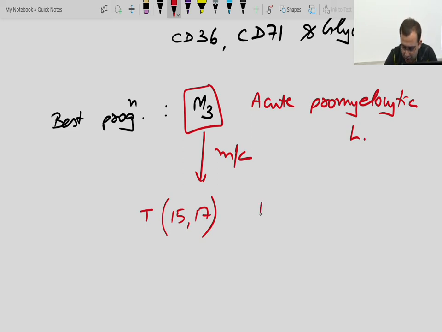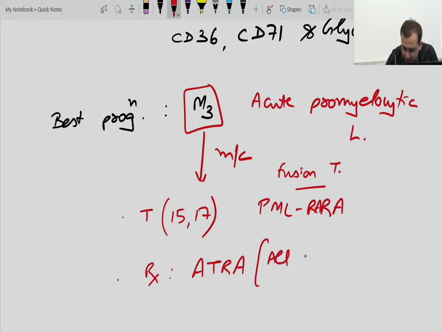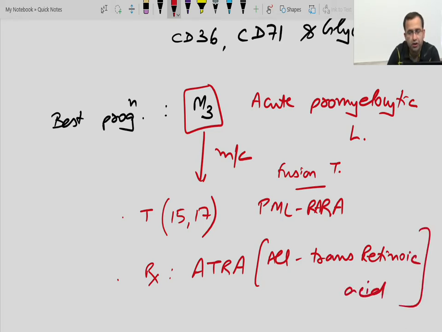The fusion transcript is PML-RARA. By fusion transcript, we mean that if a translocation has taken place, it leads to formation of a protein, that is the fusion transcript, PML-RARA. Why is it the best prognostic? Because we have therapy against it, which is ATRA, all trans retinoic acid.